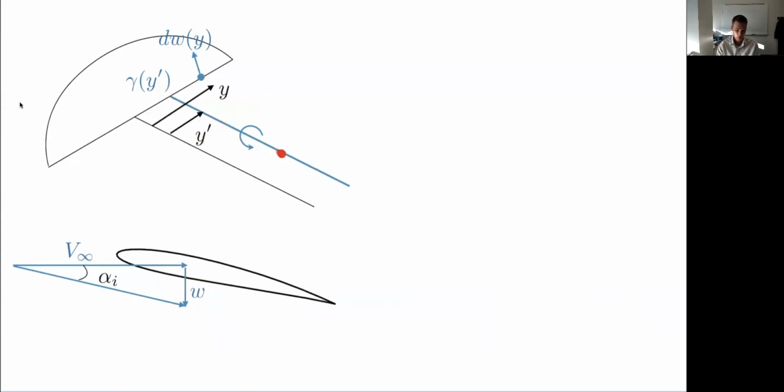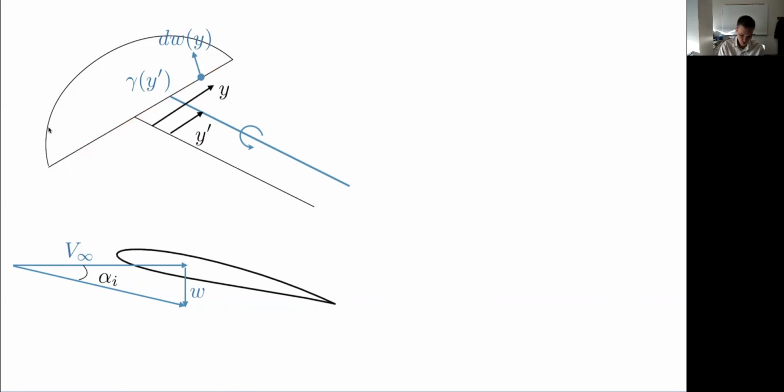We're just taking one little line segment at some arbitrary point, y prime. So gamma is a function of y prime. That means it's varying continuously along this flat wing surface. This one infinitesimal segment has some circulation associated with it. And so at some other arbitrary location, some distance y from the center, it's going to induce a velocity w, or infinitesimal velocity dw, which is now a function of y because it's varying also along the wing.